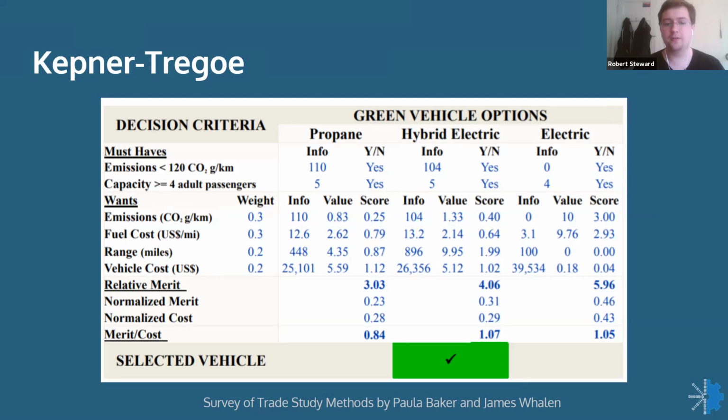And again, this one is an example of one that is actually filled out and is looking at a couple of different options for vehicles. Again, you have the weighting for how important those different wants are. This value is similar to what we had on the weighted rating, where you're grading them, but you're grading them based off of numerical values that you were actually able to collect while doing research for these.